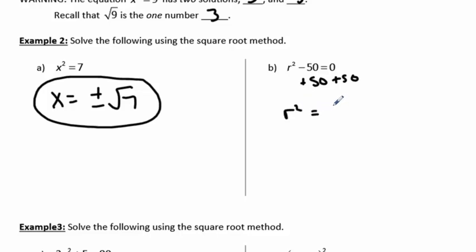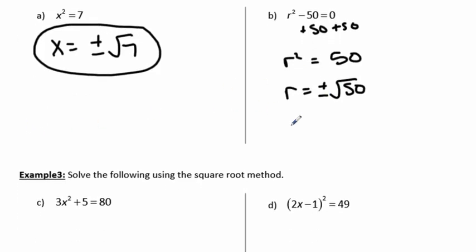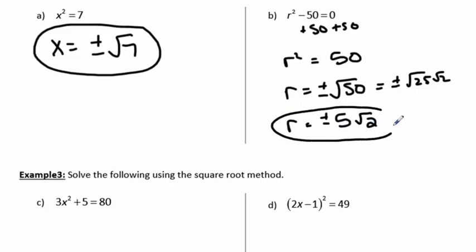So r squared equals 50. That means that r is going to be equal to plus and minus the square root of 50. Now, unlike 7 over here, the square root of 50 is not simplified, so we can do a little bit better. We can simplify that square root. So r equals plus and minus. We know that 50 can be written as the square root of 25 times the square root of 2. So we're going to be able to simplify this to 5 times the square root of 2. So positive 5 times the square root of 2 and negative 5 times the square root of 2 are my two answers.